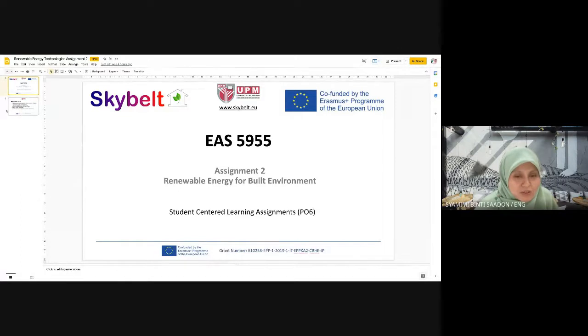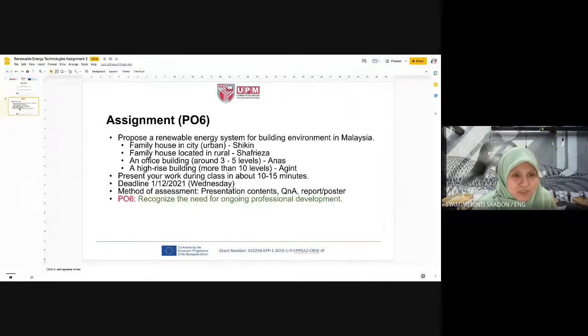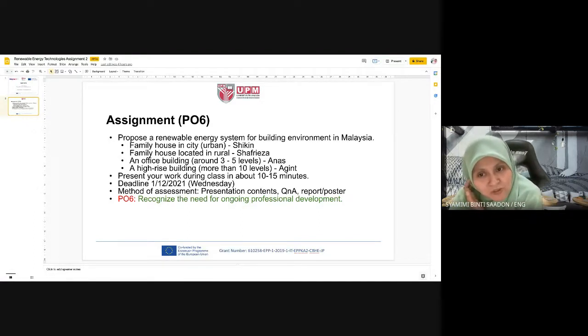Okay, so this second one is kind of the same, not really the same as the first one. It is more towards application of renewable energy for the built environment. Here is the instruction: propose a renewable energy system for a building environment in Malaysia.